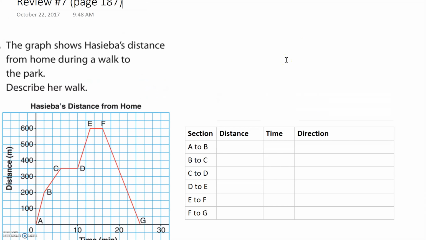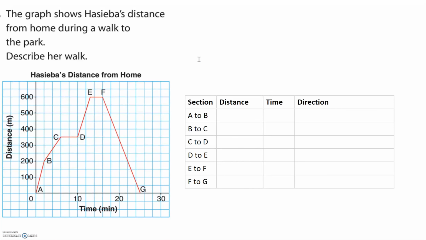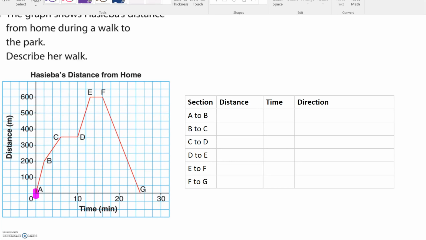Okay, so this question is just the last type of question that we're going to give on the review. It's page 187, number 7, and it shows someone's walk from home to the park. Their home is at the very beginning, so make sure you understand what this coordinate means. It means that Hasiba is at home and he's walking to the park. So we have to describe her walk.